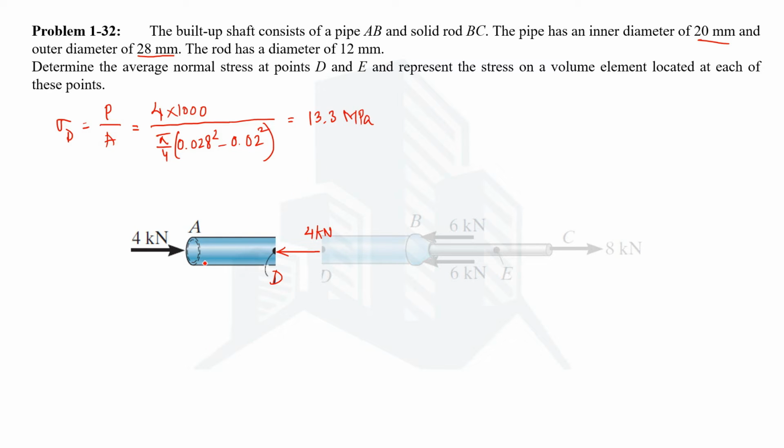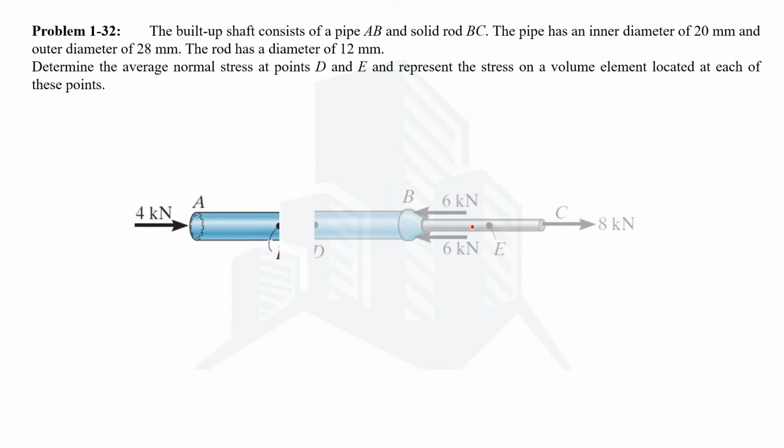Since the nature of this force is compressive, we are going to have a compressive normal stress because of the compression force, and we can represent a volume element located at this point. So let's say this is the volume element. The element at point D is subjected to a stress of 13.3 MPa and the nature is compressive.